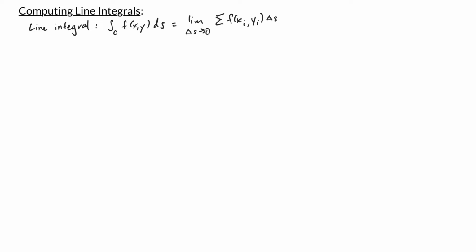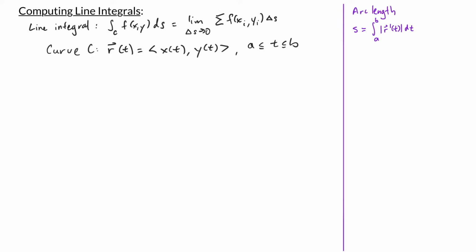To compute things, we'll start by defining our curve C using parametric equations or as a vector equation. So let's say our curve C is defined by r of t equals x of t, y of t on the interval from a to b. As an aside, let's recall some of the things that we learned about vector-valued functions. First, we know that the arc length of a curve from a to b is the integral from a to b of the magnitude of r prime of t dt.